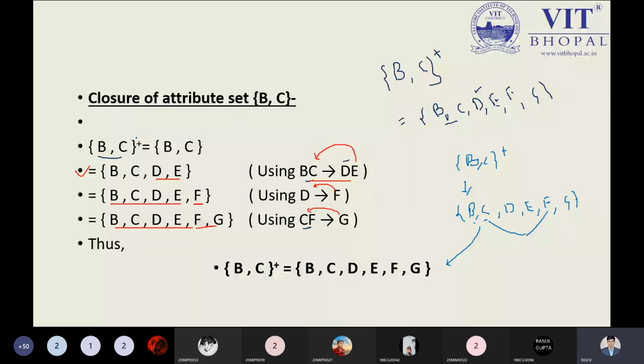So now we have solved the problem based on the functional dependencies, closure of the functional dependencies, and closure of the attribute set. Okay. Is it clear to all right now?